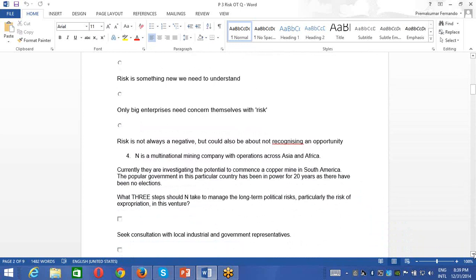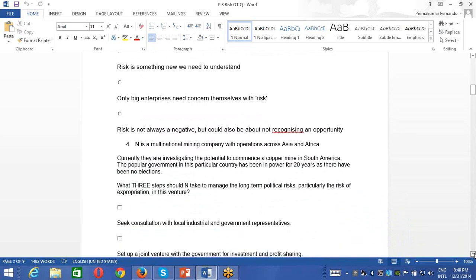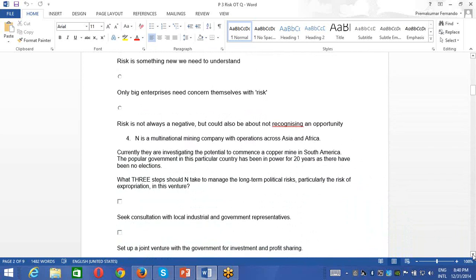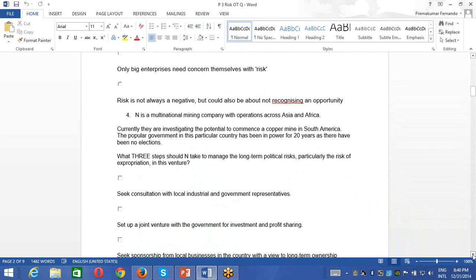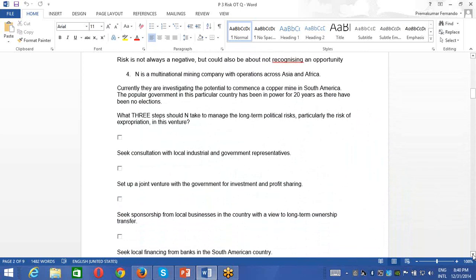Long time. Yes, we are going for elections, and the present regime has been there for 20 years, and it's looking like a very close battle between the opposition and the government. That is happening on the 8th of January. So what three steps should be taken to manage the long-term political risk, particularly the risk of expropriation, in this venture? Now you are investigating. You want to go and do a mining operation in South America. So what are the political risks?